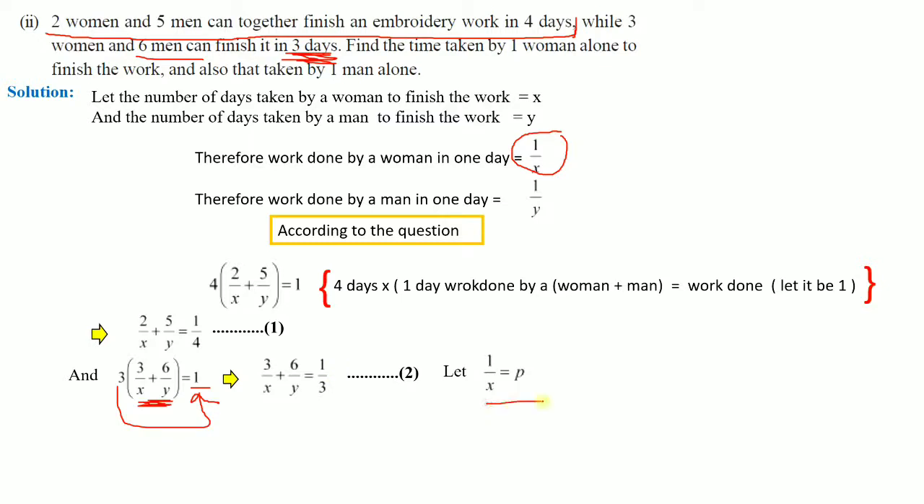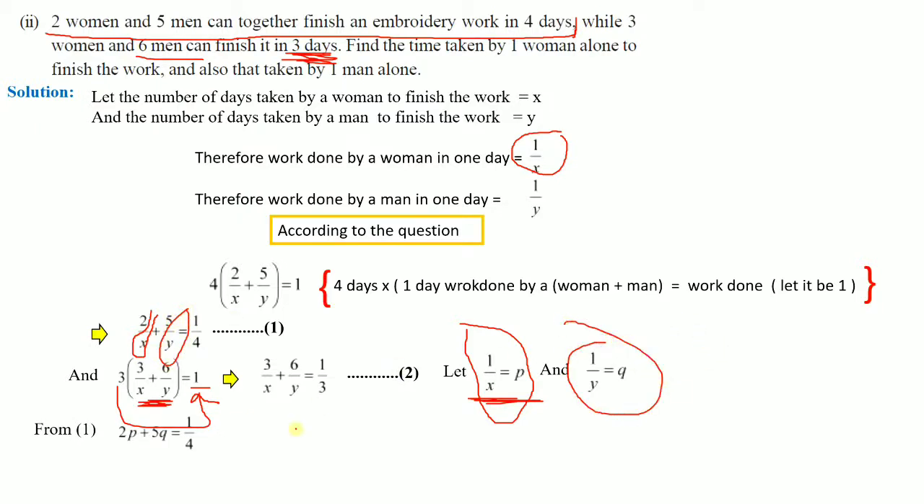Let 1 upon x be p, similarly to what we did in the past, and 1 upon y is equal to q. So from the first equation we will have 2p plus 5q, where 1 upon x is p and 1 upon y is q, is equal to 1 by 4.